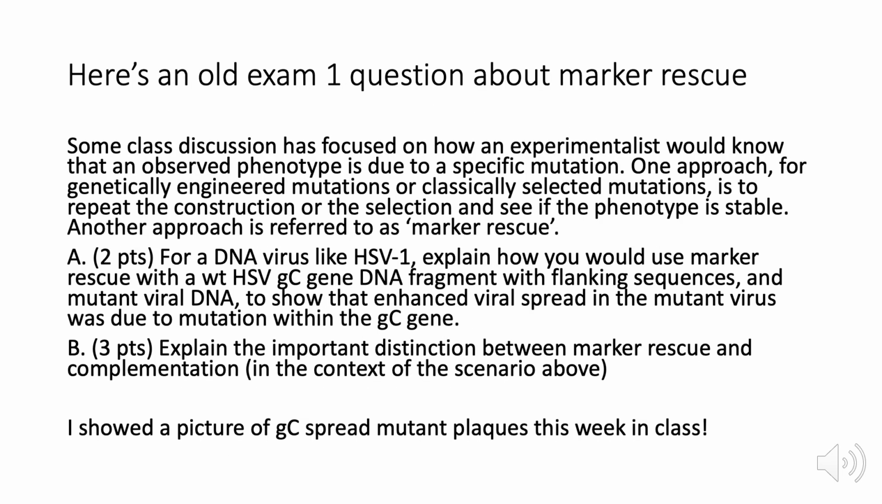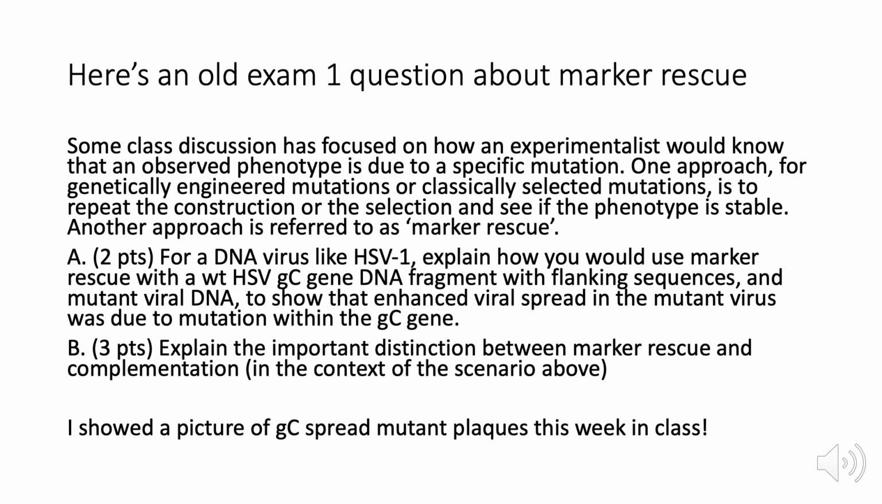Okay, so to do this, which I've never done before, I'm going to use an old exam 1 question about marker rescue because you've had that material. And so here's the question. Some class discussion has focused on how an experimentalist would know that a phenotype is due to a specific mutation. And one approach for either genetically engineered mutations or classically selected mutations is to repeat the construction or selection and see if the phenotype is stable. Another approach is referred to as marker rescue.